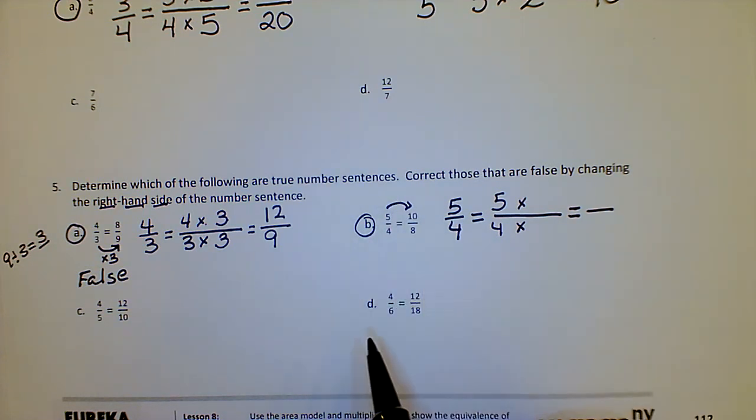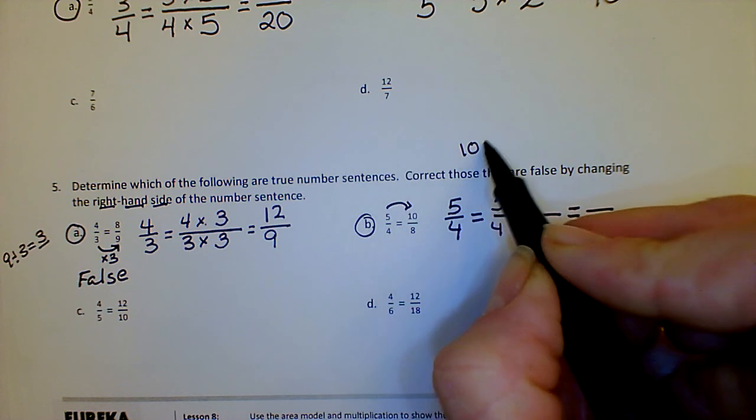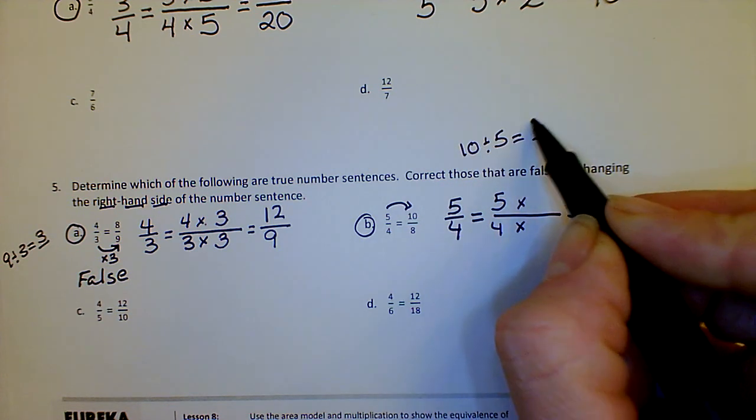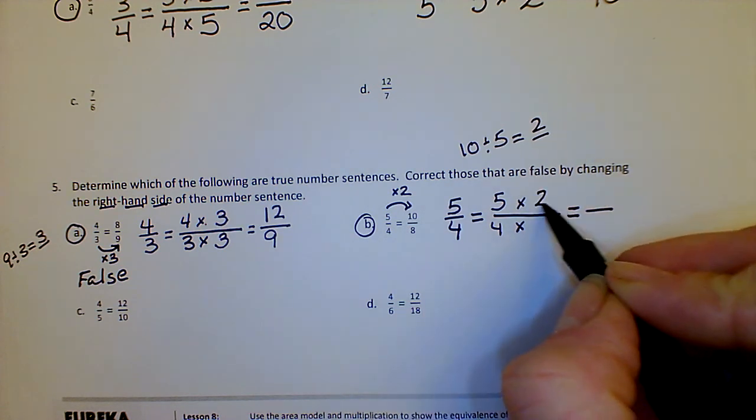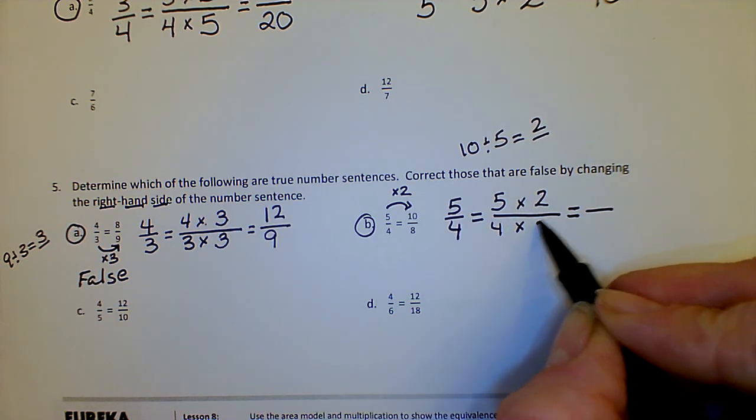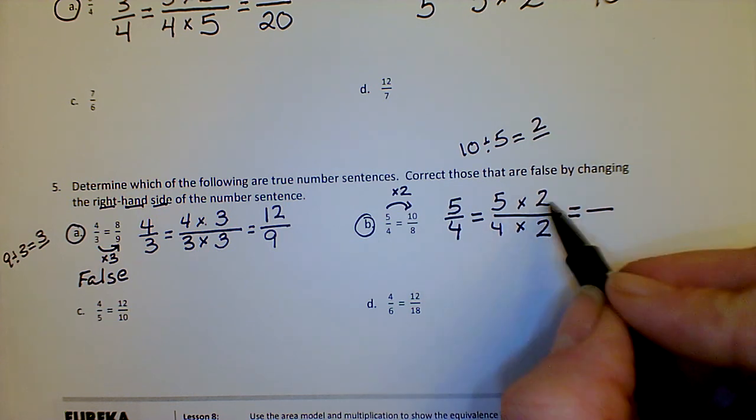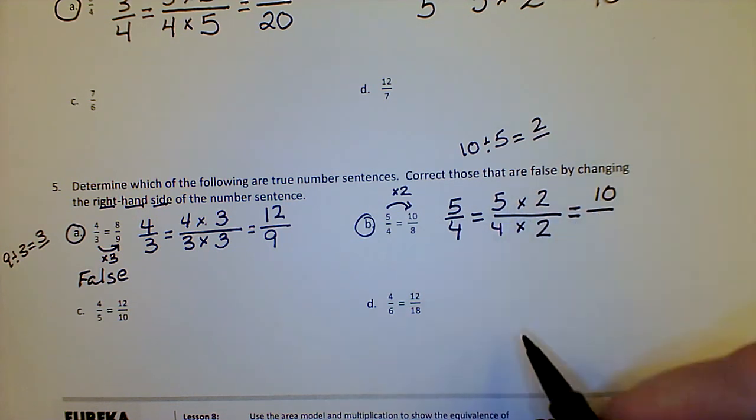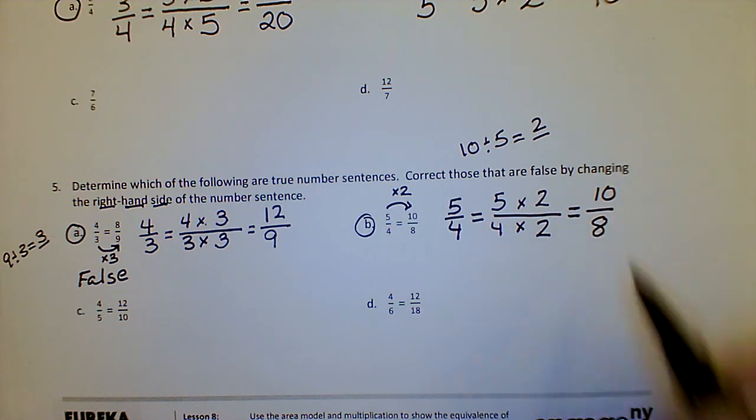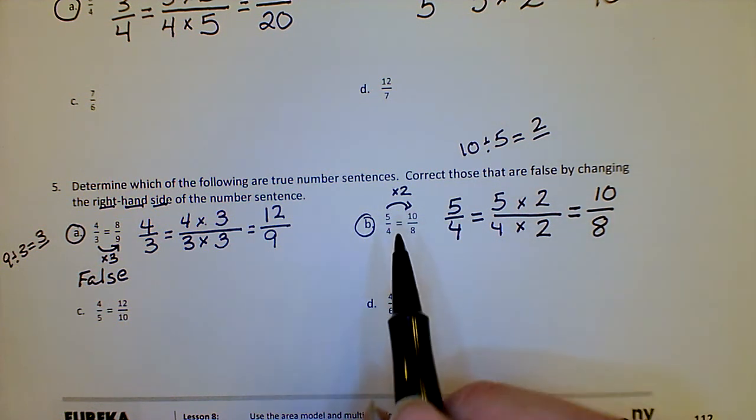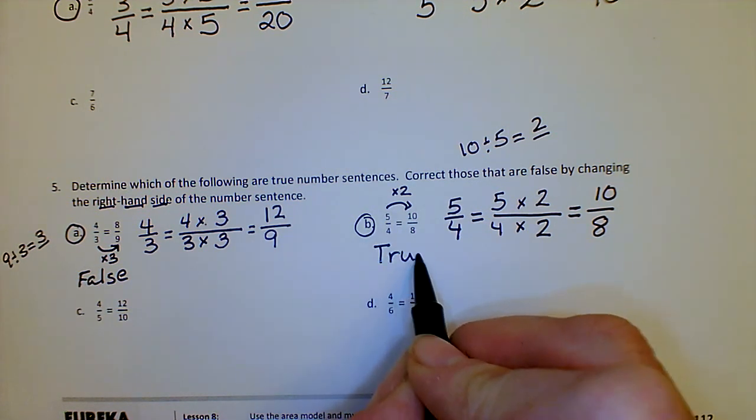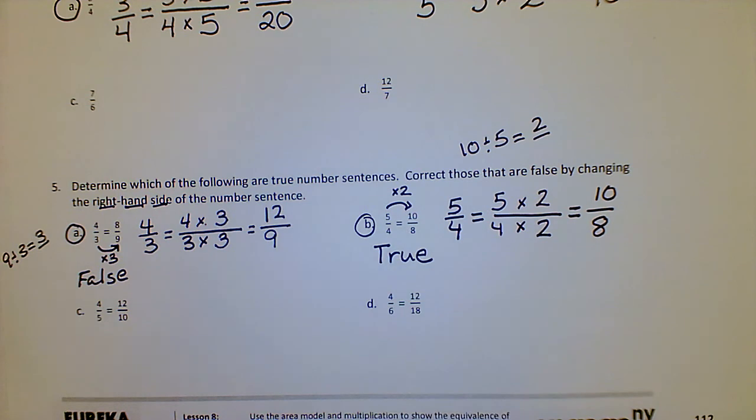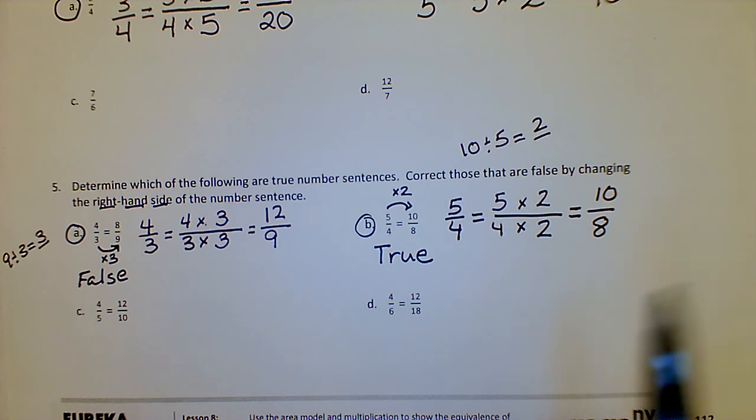So 5 times some number should get me to 10. And if I don't know what that is, I can say 10 divided by 5 will tell me what that number is, and that's 2. So I know that was 2. So let's multiply the top, the numerator, by 2, and the bottom, the denominator, by 2. And when I do that, 5 times 2 is 10. 4 times 2 is 8. And look, that matches. So in this case, this number sentence is true. These are equivalent fractions, and we did not have to change anything on the right-hand side.